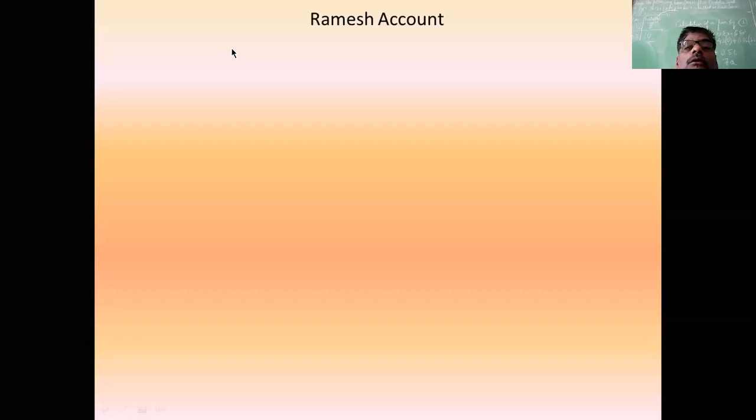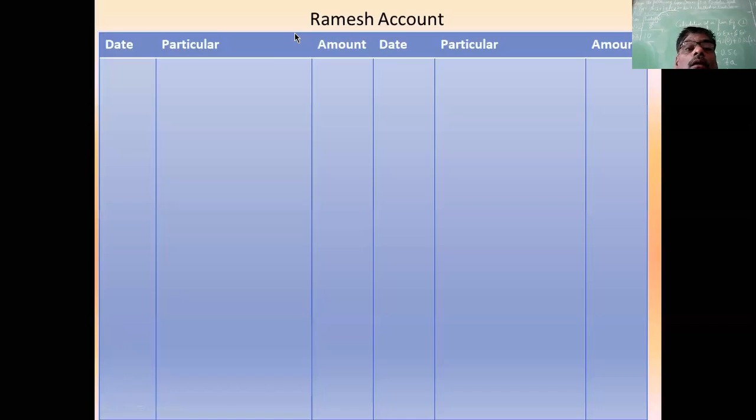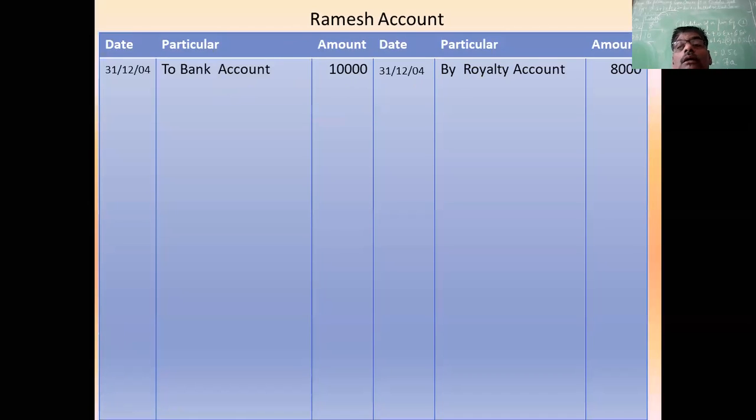Next is Ramesh account. Ramesh is the author. And on the debit side you write bank, credit side royalty. Debit side amount is the payment column, credit side amount is the royalty column, difference short working. You see here. To bank 10,000, by royalty 8,000, total 10,000, difference 2,000.